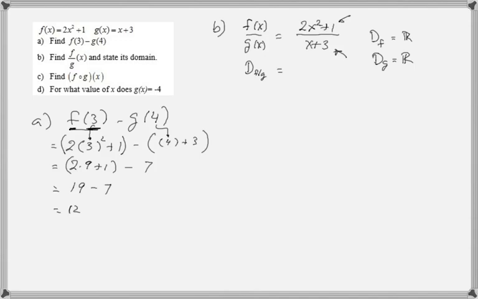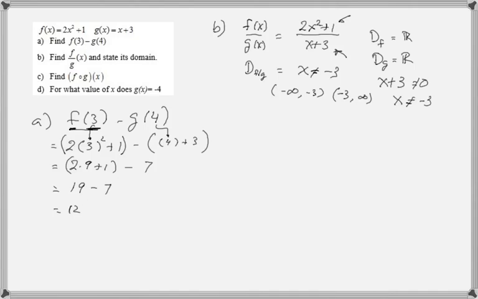The problem is when you have a quotient, the denominator cannot be 0. So the denominator in this case is x plus 3. This cannot be equal to 0, so x cannot be equal to negative 3. So x cannot be negative 3. And if I wanted to, I could state that in interval notation. I would go all the way from negative infinity to negative 3, or from negative 3 to infinity. And as long as I'm in one of those two intervals, I'm okay. So I would use or.